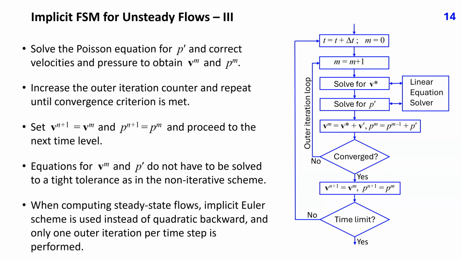Linear equation systems for V* and P' do not have to be solved to a tight tolerance as in the non-iterative schemes. Reduction of residual levels by circa 1 order of magnitude usually suffices. When computing steady-state flows, the implicit Euler scheme is used instead of quadratic backward, and only one outer iteration per time step is performed.